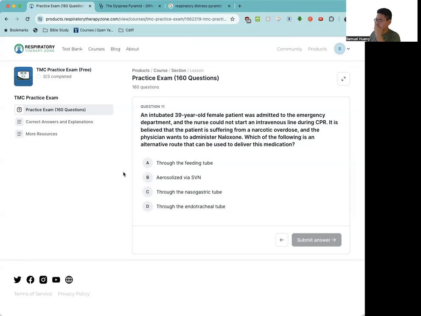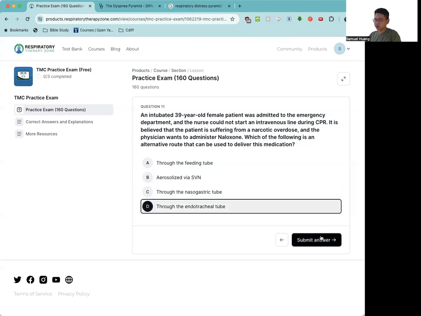So, let's see. Endotracheal tube. Actually not sure completely all the different ways that naloxone can be administered, but endotracheal tube's going to be the correct answer here. Usually there's intranasal form, there's IV form, and then there's also endotracheal too.